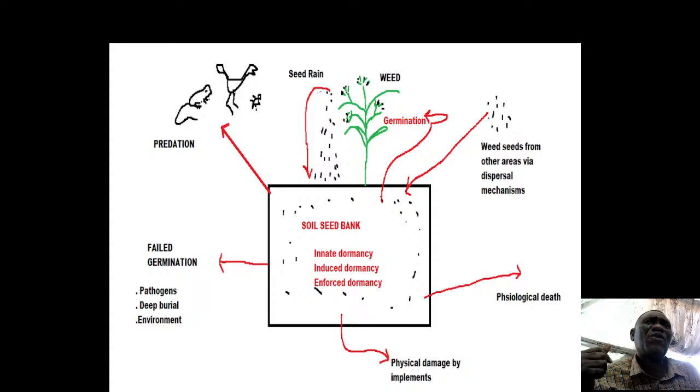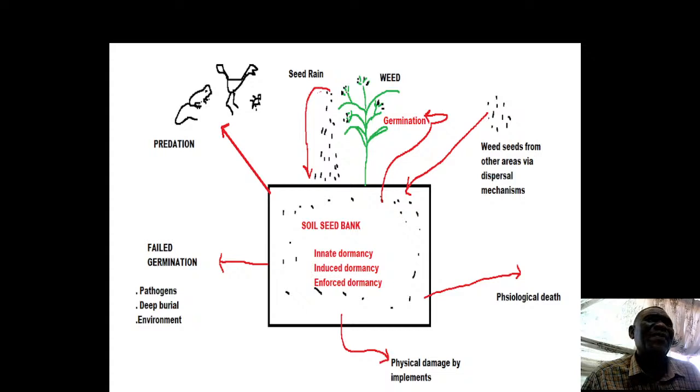Now, we also have weed seeds which are coming from elsewhere through dispersal. This is what we have been talking about. We spent a bit of time talking about the dispersal mechanisms which can bring in new stock of seeds into the fields coming from somewhere. Probably this looks like indirect investment.